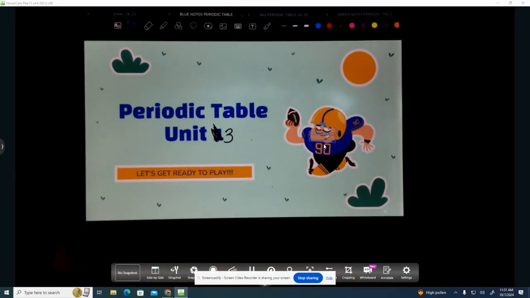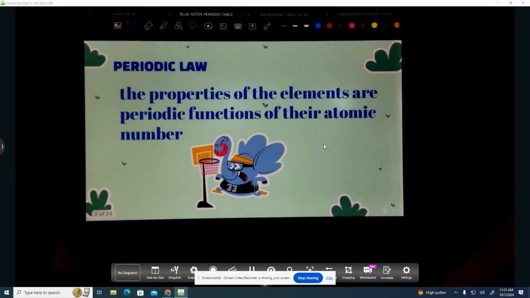Alright. Periodic table. Write down the periodic law, please, while I go blow my nose.